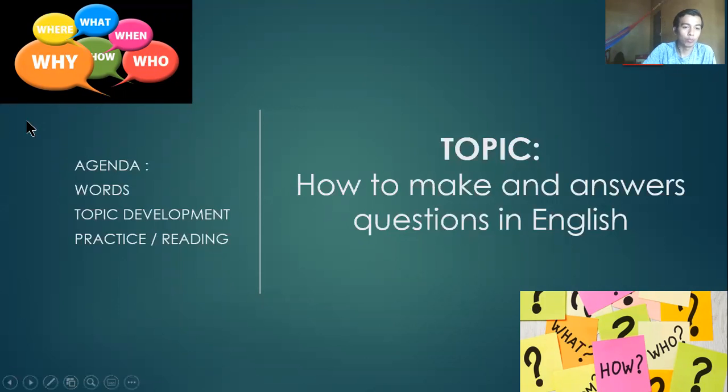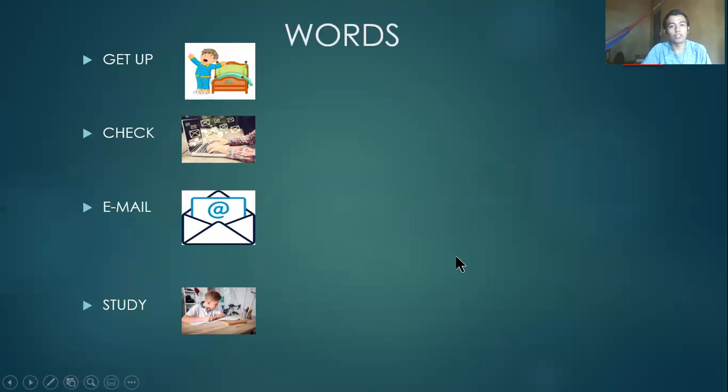First, we're going to learn about some words, then we're going to the topic development, and then we're going to practice. So let's start with the words part. You probably know these words, but I'm going to briefly explain each one of them. Get up means to stand up. Check is another way to say to find out something.